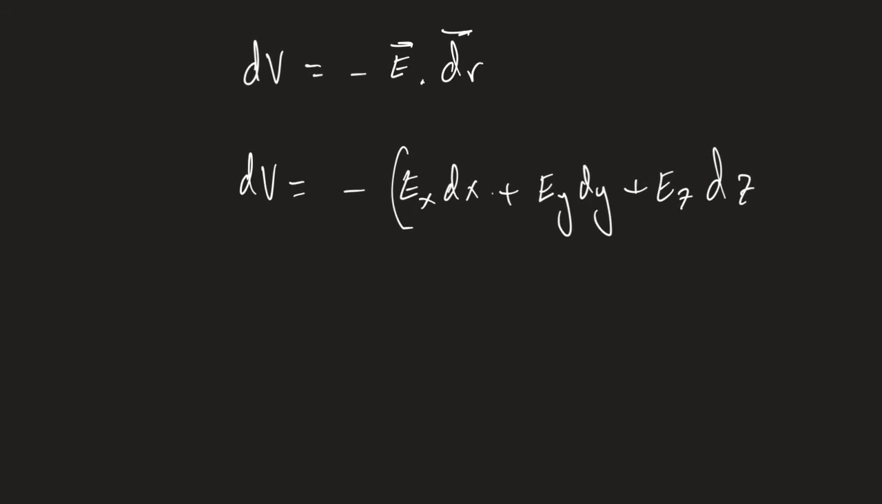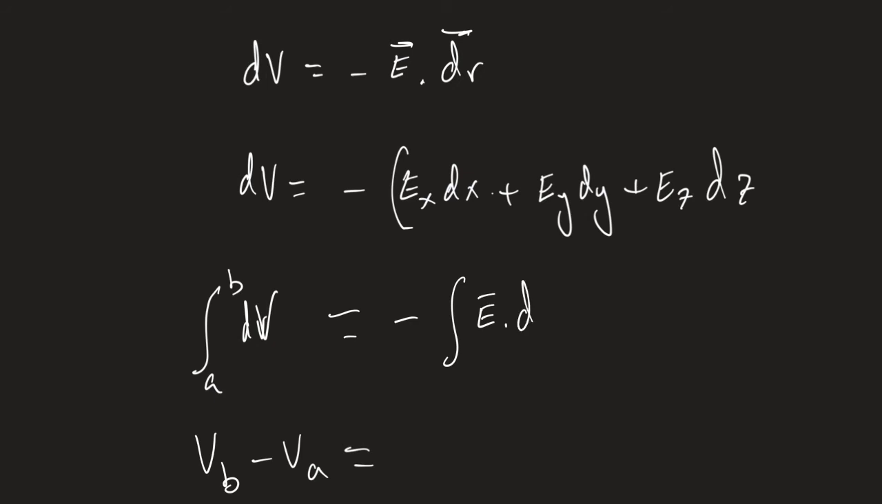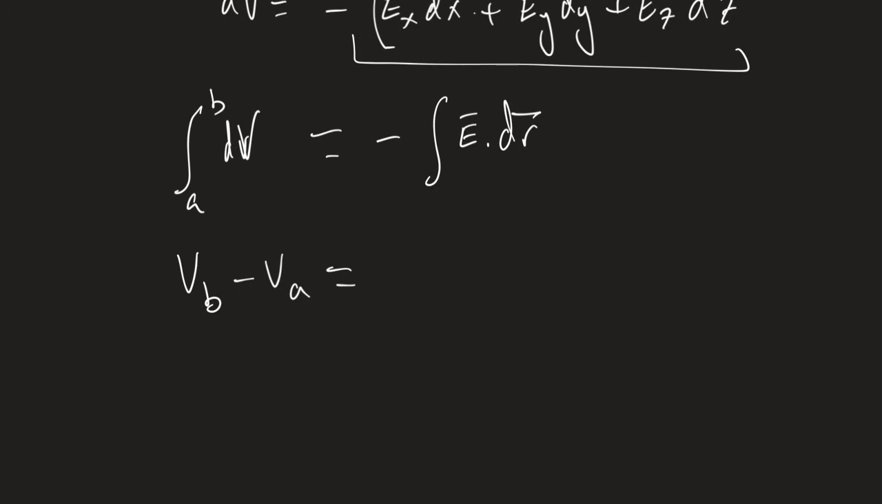And what will be the potential? The potential will be to integrate between 2 points. So the integral between A and B of dV will be V sub B minus V sub A. V sub B minus V sub A will be minus the integral of E scalar dr. So the difference in potential delta V will be minus the integral from A to B of E scalar dr.